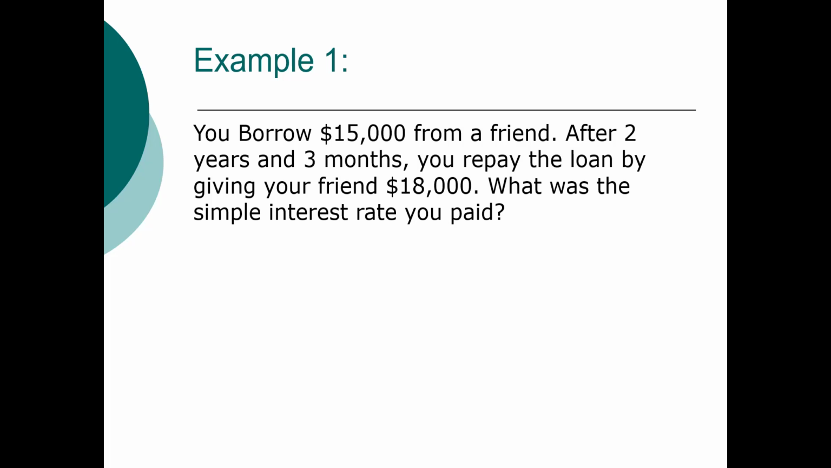So using the formula here, this $15,000 is the principal, the initial investment. At the end, the ending balance is $18,000 because you're paying back $18,000. And time t here is 2 years and 3 months.